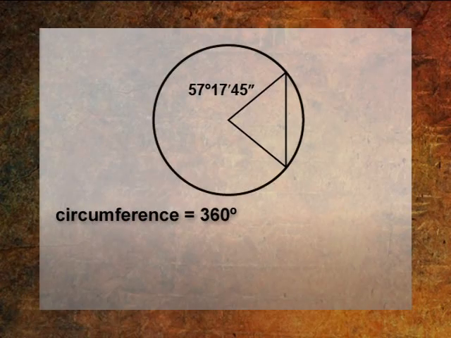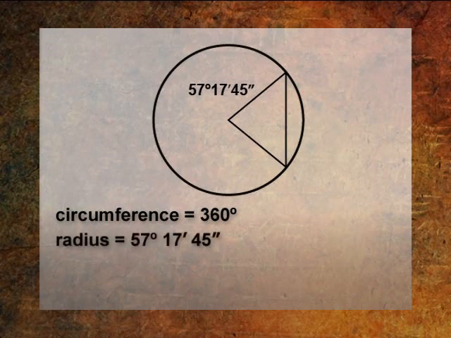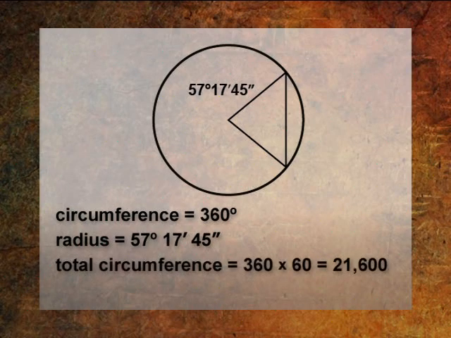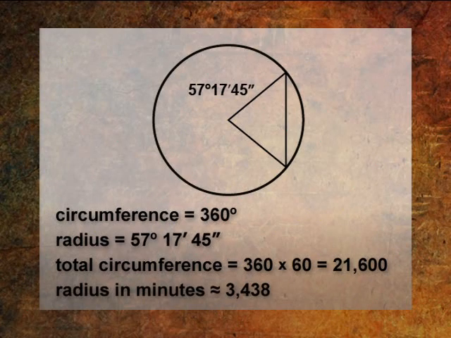Well, if I've got a circle of circumference 360, that means that I'm going to need a radius which is 360 divided by 2 pi, which is a little bit more than 57 degrees. It's about 57 degrees, 17 minutes, 45 seconds. Well, that's very difficult to work with. So what Ptolemy and the other early astronomers usually did was to convert everything to minutes. So the total circumference of the circle would be 360 times 60, and then the radius in minutes is approximately 3,438.